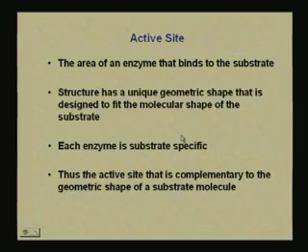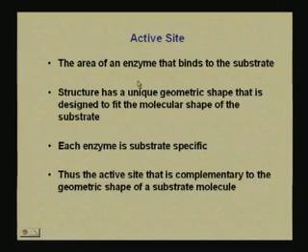So, we are talking about the interactions of enzymes, and what we now have to consider is the active site of the enzymes. Okay? What is there in the active site that is so important that we have a bisubstrate reaction or we have a single substrate reaction? There are specific interaction sites of the enzymes that have to bind to the substrate. Now, the structure has a unique geometric shape that is designed to fit the molecular shape of the substrate. Okay? That is obviously essential. We will see how that works out.